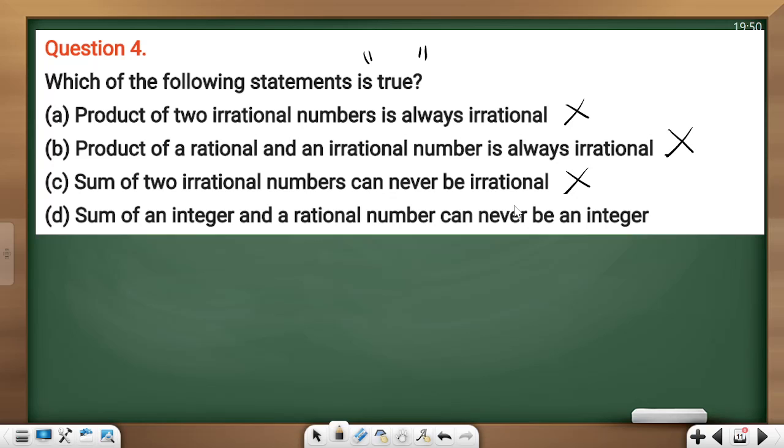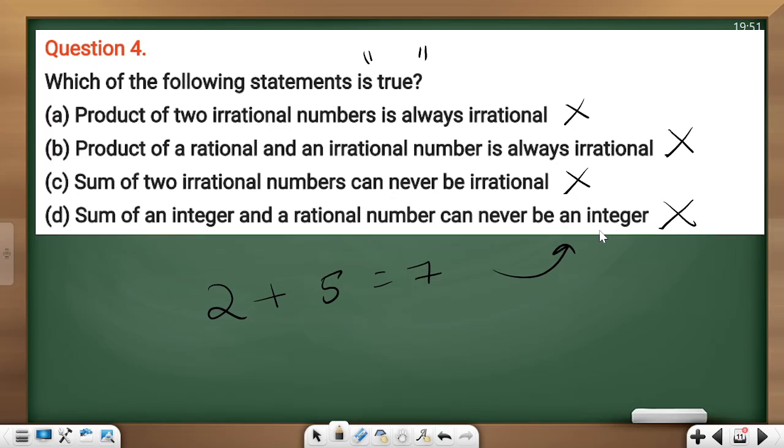See, third one, sum of two irrational numbers can never be irrational. No, that is also wrong. It's a sum of an integer and a rational number. Rational number can be 5. 2 plus 5 is 7. It is again an integer. Why is he saying that it can never be an integer? Actually, there is a mistake in this question.